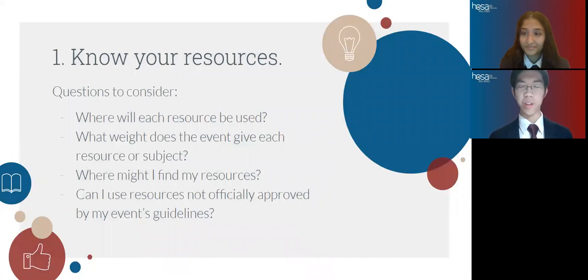So the first step I always say to people is to know your resources. Well, what does that really mean? So some questions you need to consider are: where will each resource be used? What weight does the event give each resource or subject, such as, say, 50% to the root words of MedTerm, let's just say. Where might I find my resources, and can I use resources not officially approved by my event's guidelines? So for the first two questions, I'll actually get to those later through a worked example, but for the latter two, I'm just going to answer those right now.